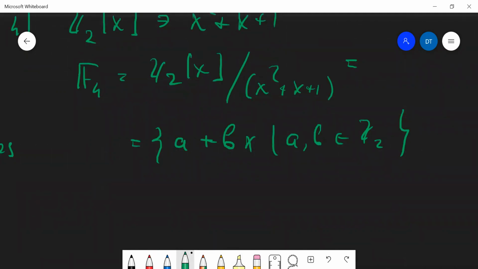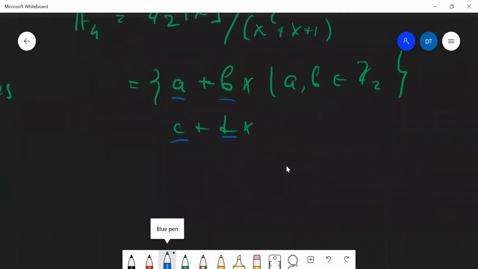And how do you multiply them? Well, and how do you add them? Well, the addition is coefficient-wise. So if you have a plus bx and c plus dx, you just add a and c and b and d as elements of Z2. So the addition is simple.